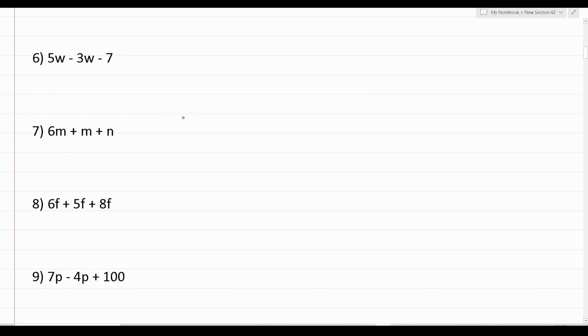All right, let's keep working these out. We have 5w minus 3w minus 7. Again, according to the definition, they have to have the same letter variable as well as the same power in order to be like terms. And then if they are like terms, you can add and subtract them. Again, we have w here, first power here, whereas we have 7 here with no letter variable. So 5w and 3w are like terms. Therefore, we can perform this subtraction. 5w minus 3w is 2w, and then we'll just tack on that minus 7.